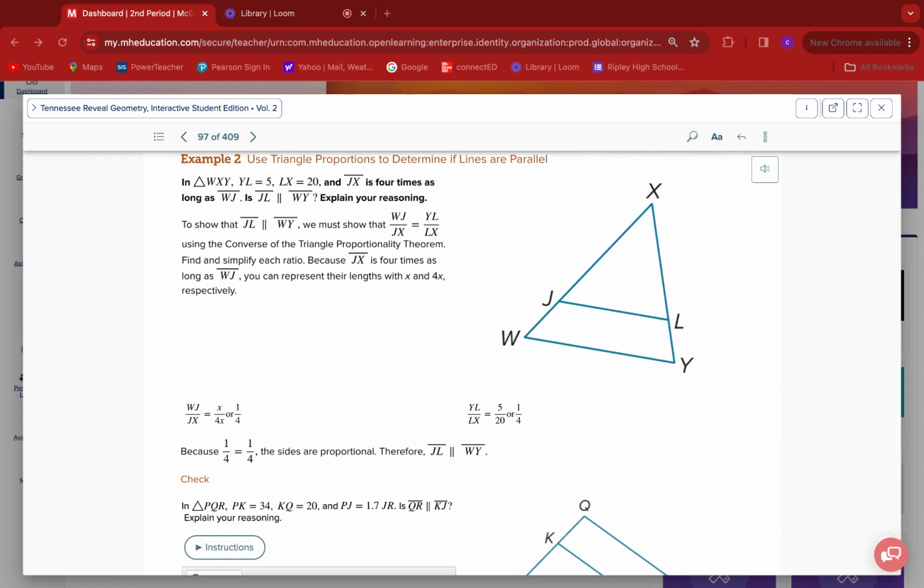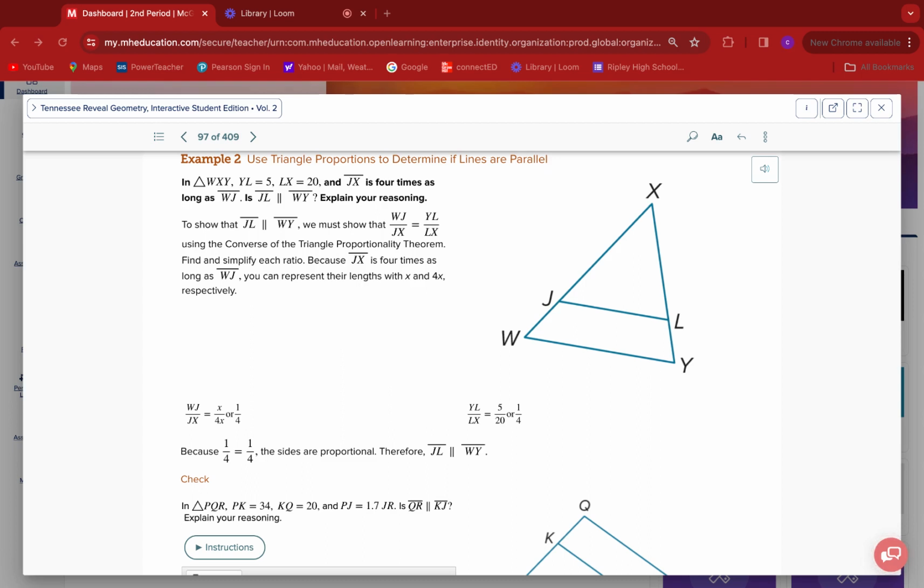Might be a little hard to understand, though, because I can see where this right here is a little bit weird because of the 4 times. All right, we got triangle WXY, and it says Y to L is 5. It says L to X is 20. It says JX is 4 times as long as WJ. They don't tell us what to call it, so that'll be my unknown. And again, JX is 4 times as much, so it'll be 4X.